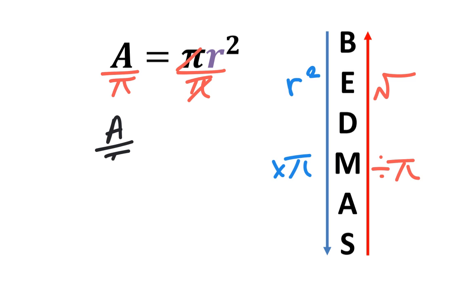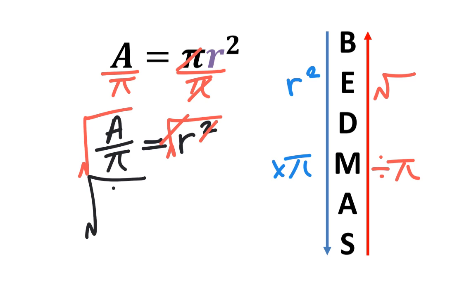A over pi is going to stay the same, as well as the equal sign, and r to the power of 2 remains unchanged. The next step now is to square root. So I'm going to square root this. Now, what you do to one side, you must do to the other side. So I'm going to square root all of this. And opposites cancel out. So this square root and this exponent of 2 are going to cancel out because they're opposites. That leaves me with the square root of a over pi equals r.